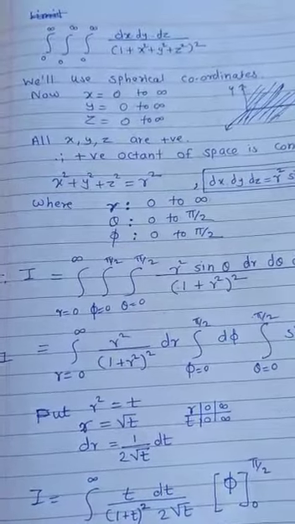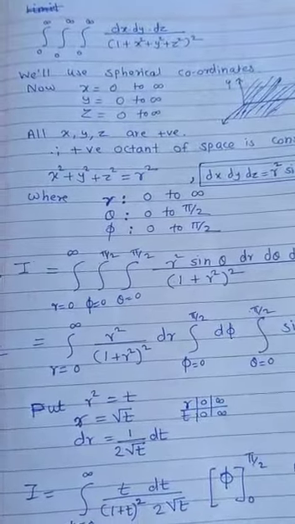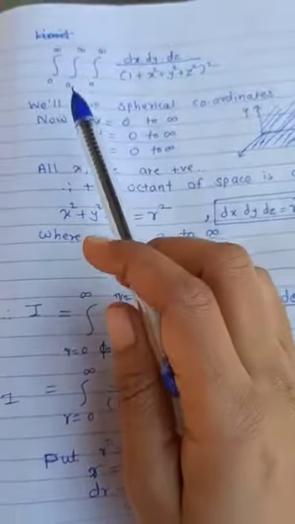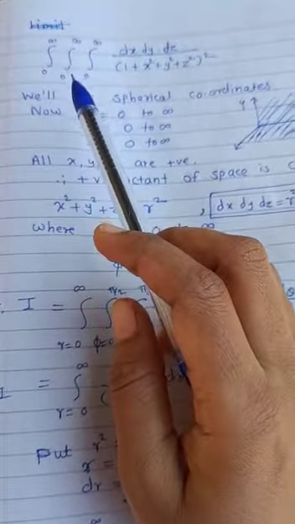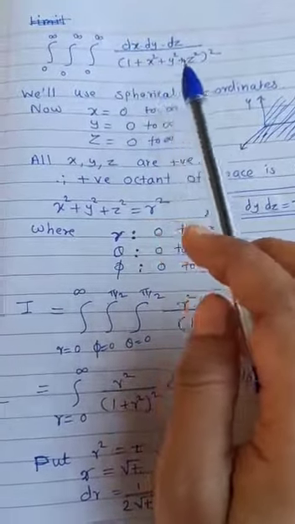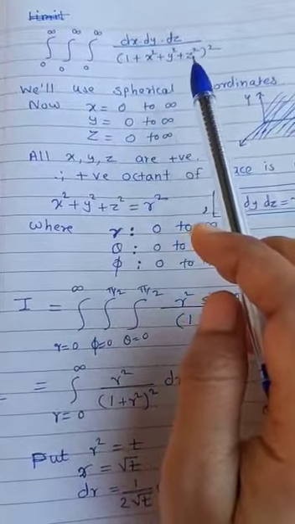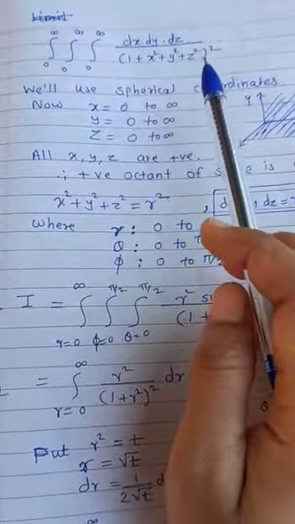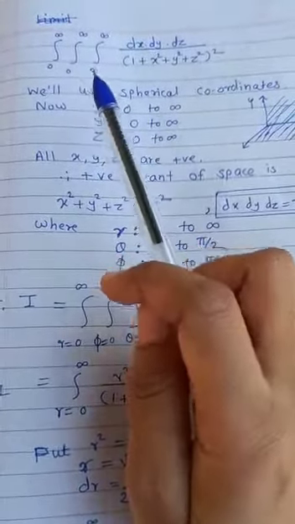Hello students, today we'll see the next example of triple integration. In this example you can see the triple integration within the limits 0 to infinity of dx dy dz upon (1 plus x square plus y square plus z square) whole square. So this integration we are going to evaluate.